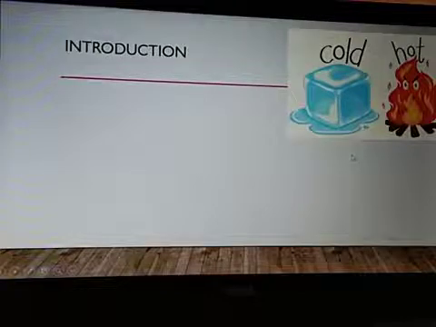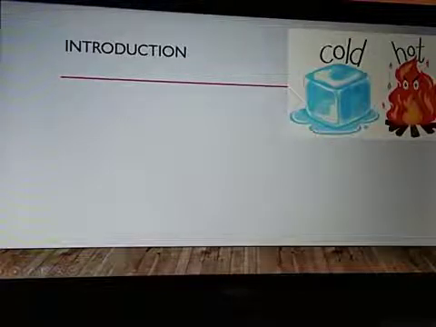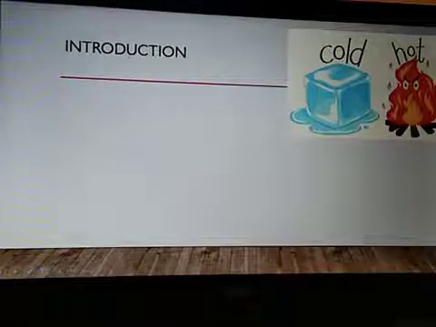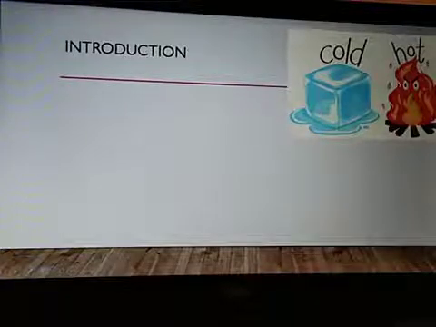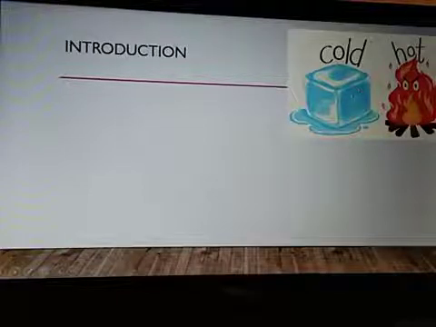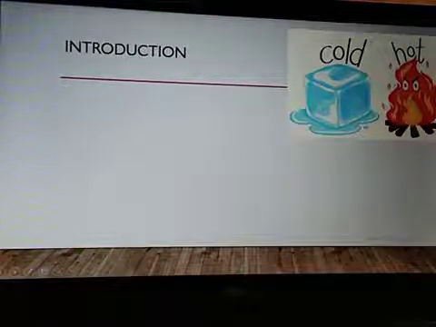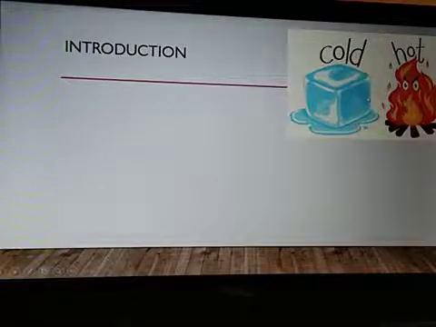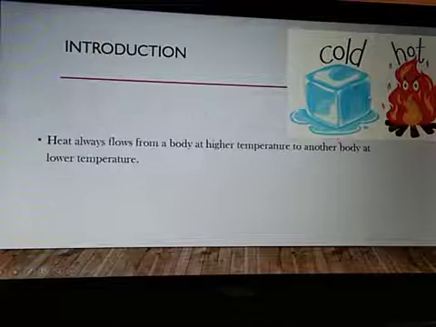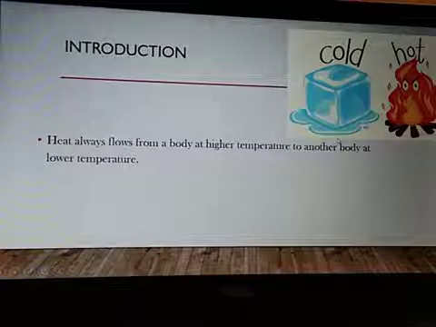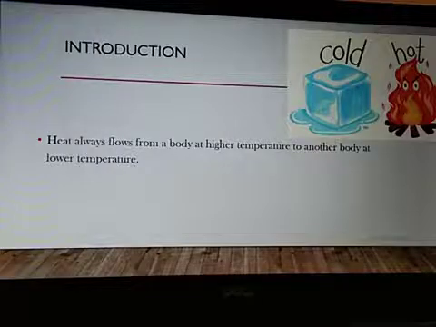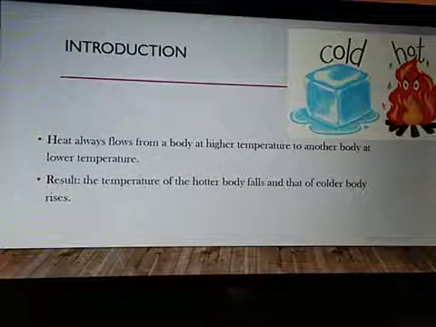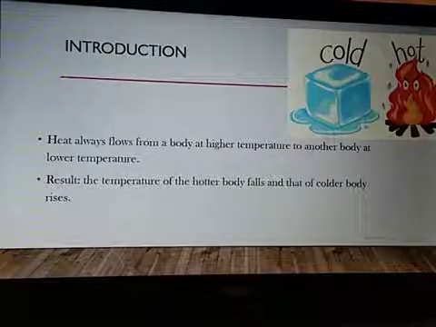Now, heat always flows from a body at higher temperature to another body at a lower temperature. In the picture shown in front of you, there is a hotter object and a colder object, right? So the law of heat states that the direction of flow will be from hot to cold. What is the result of this? The temperature of the hotter body falls and that of the colder body rises.